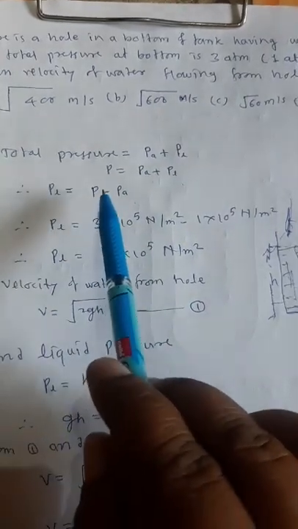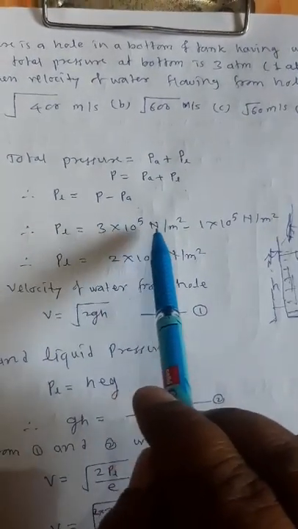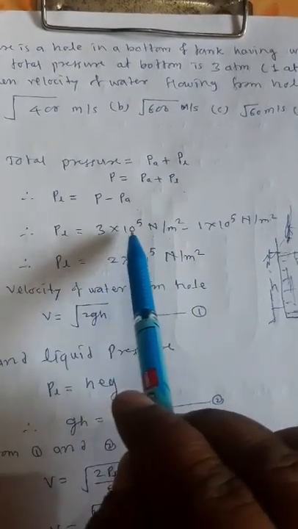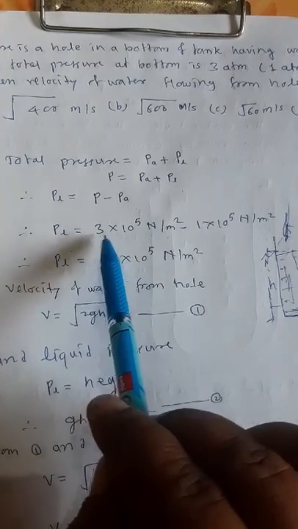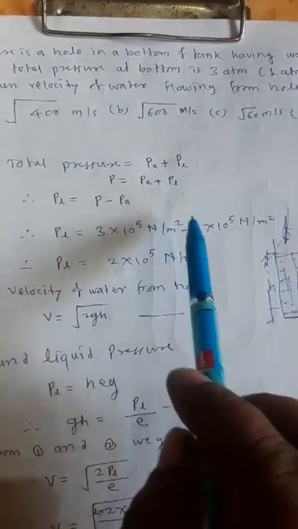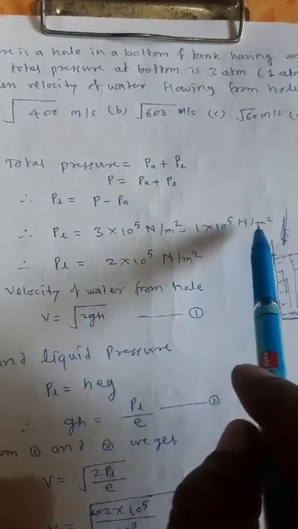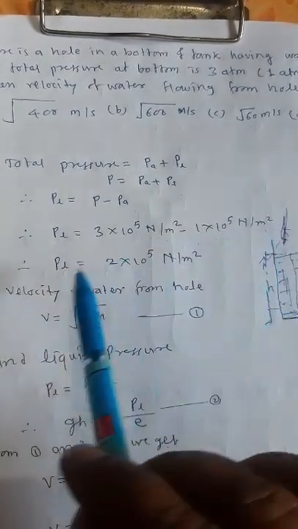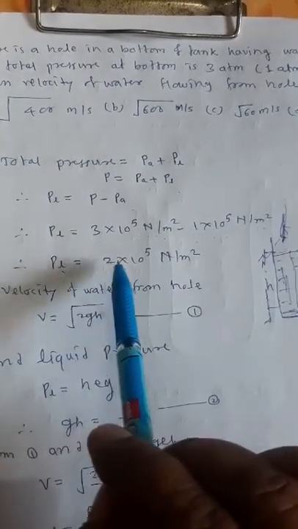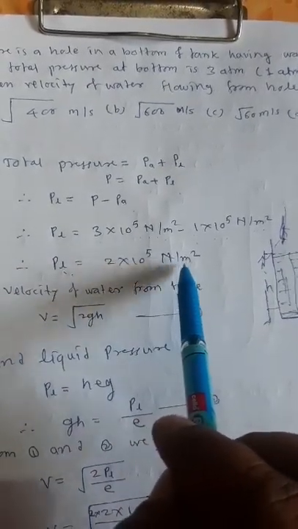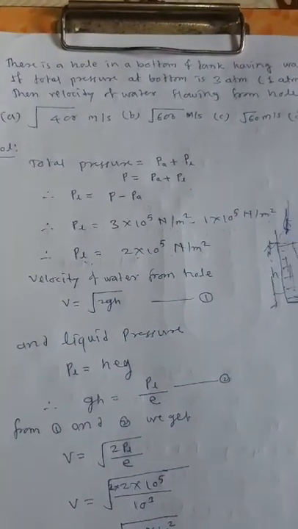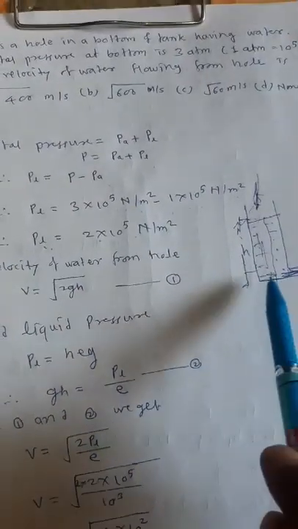PL is equal to the total pressure, which is given as 3 into 10 to the power 5 Newton per meter square, since 3 atmospheric pressure means 3 into 10 to the power 5 Newton per meter square, minus PA. What is PA? 1 atmospheric pressure, 1 into 10 to the power 5 Newton per meter square. Therefore, liquid pressure can be written as 2 into 10 to the power 5 Newton per meter square. This is the value of liquid pressure at the bottom.